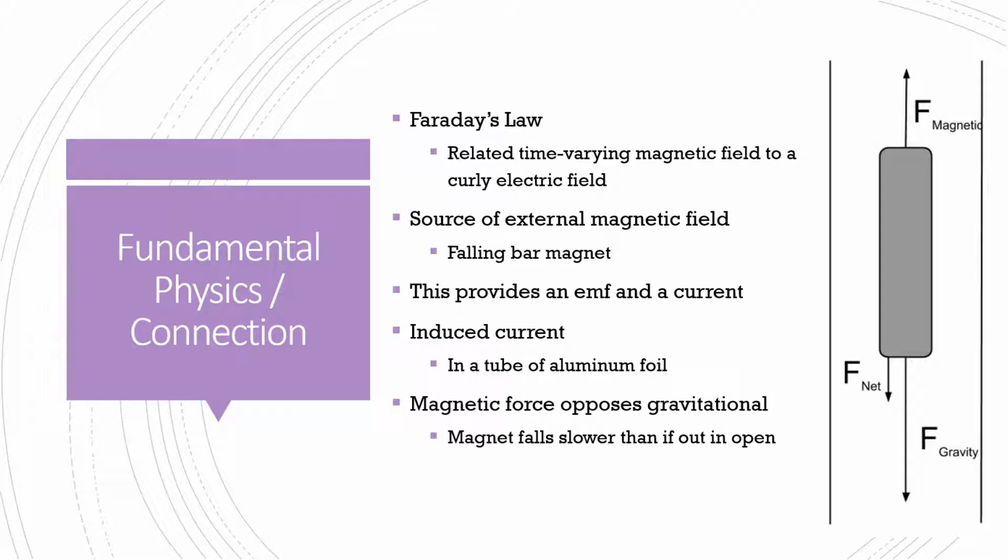In this lab, we used Faraday's law to relate magnetic and electric fields. The source of the external magnetic field in this particular model was the falling bar magnet. This magnet provided an EMF and a current. A current was also induced within the tube of aluminum foil, and the magnetic force was opposing gravitational force and causing the magnet to fall slower than if it were out in open air.